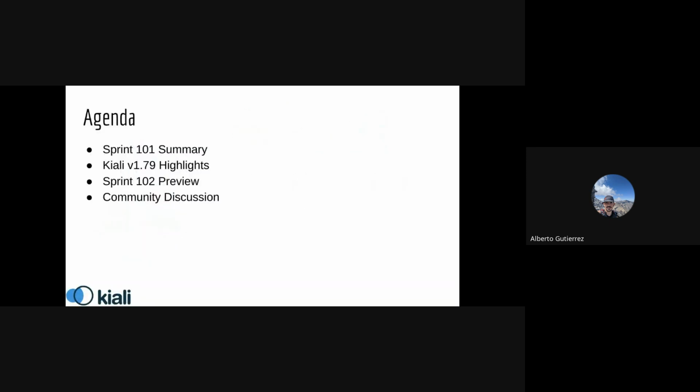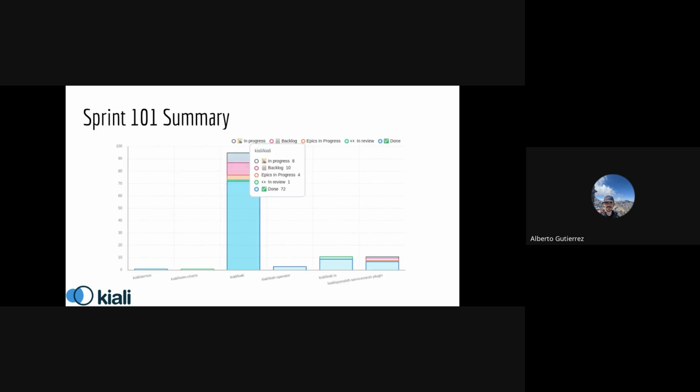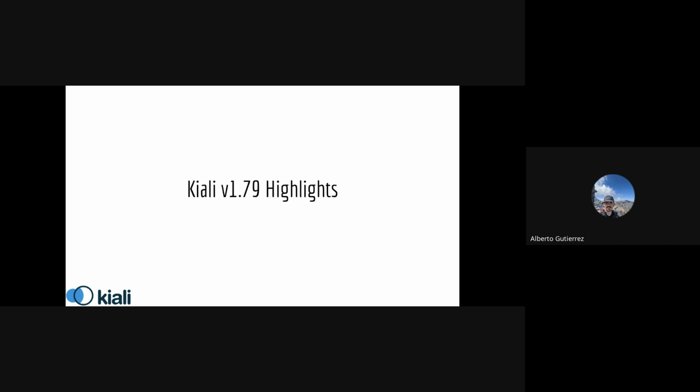As is tradition, we are going to make a summary of this sprint. We'll see the highlights of this new version, a preview of the next sprint, and to finish, we'll have the community discussion. We closed this sprint with 72 pull requests. And of course, we have some epics from last year that we are going to continue doing this sprint. So yeah, go to Kiali highlights.